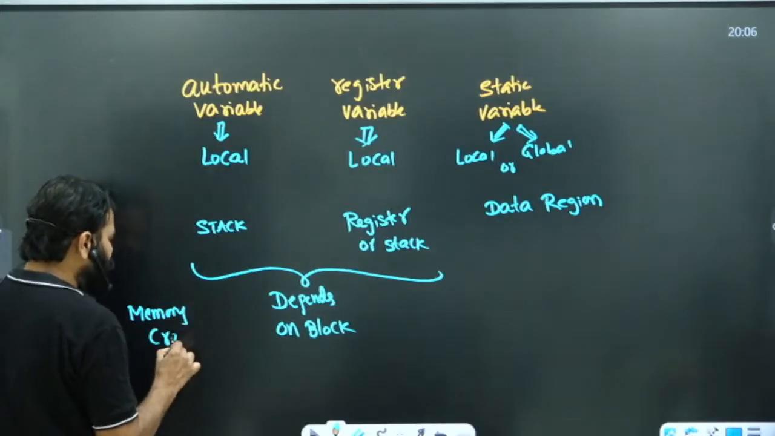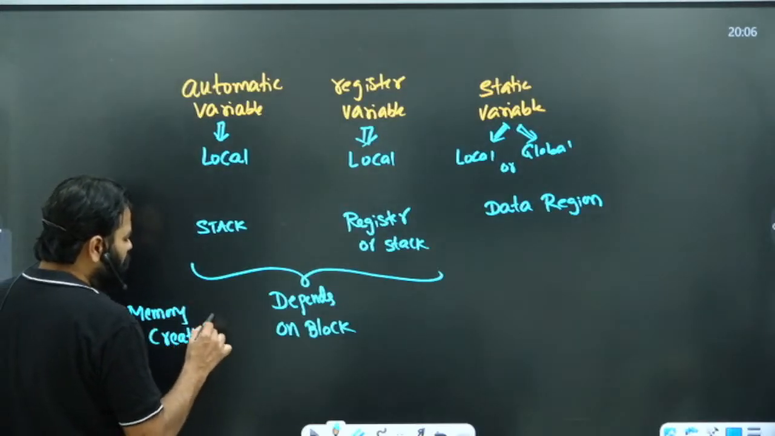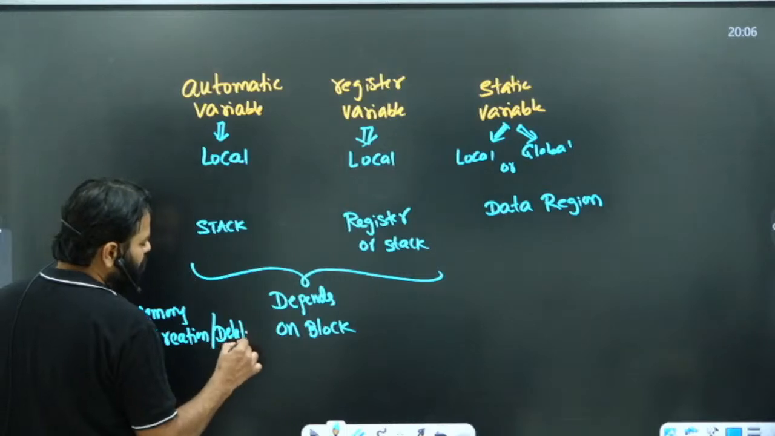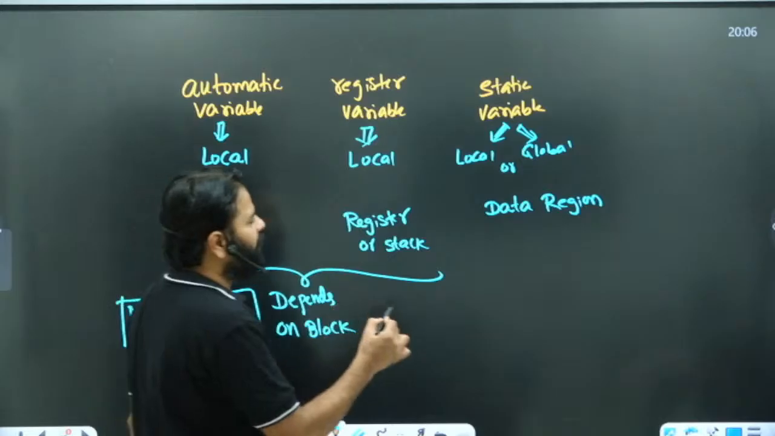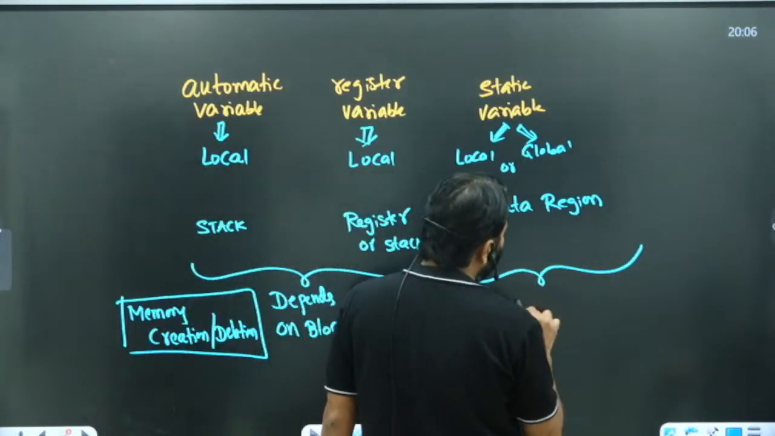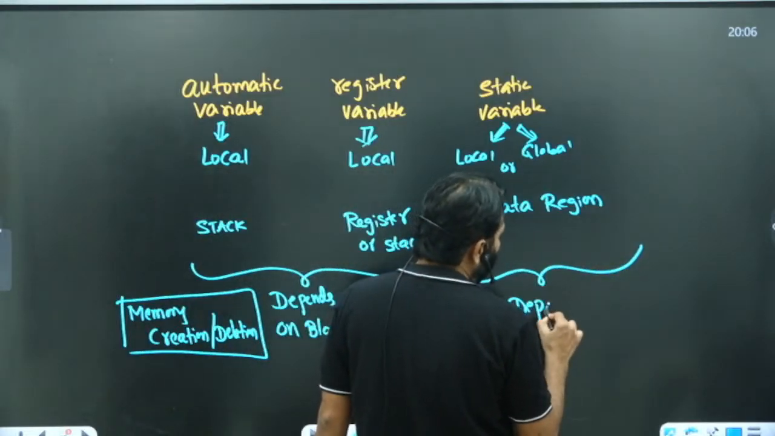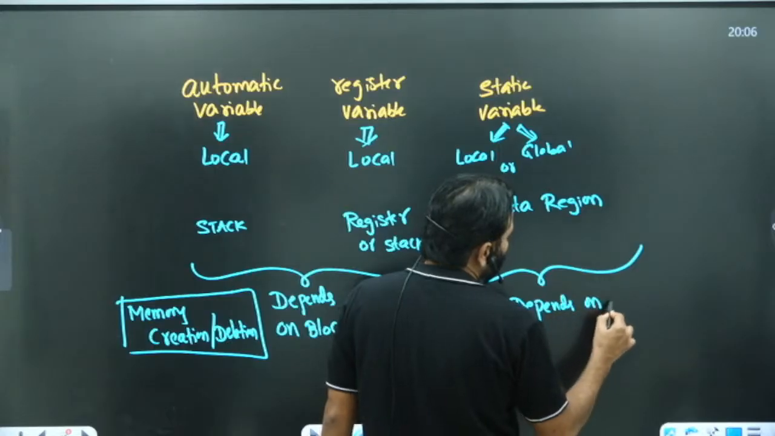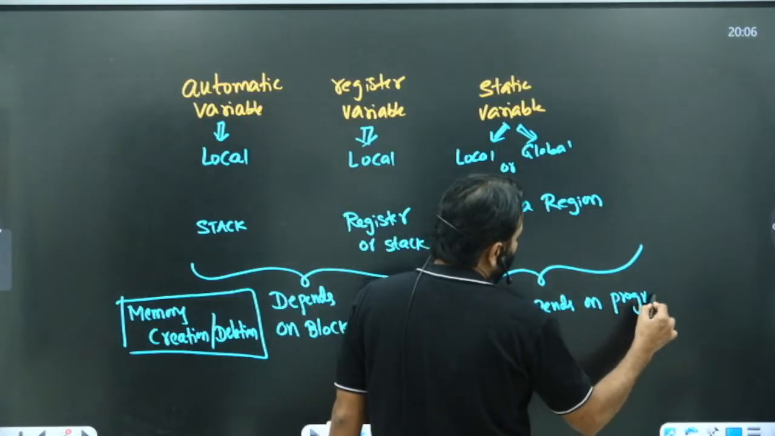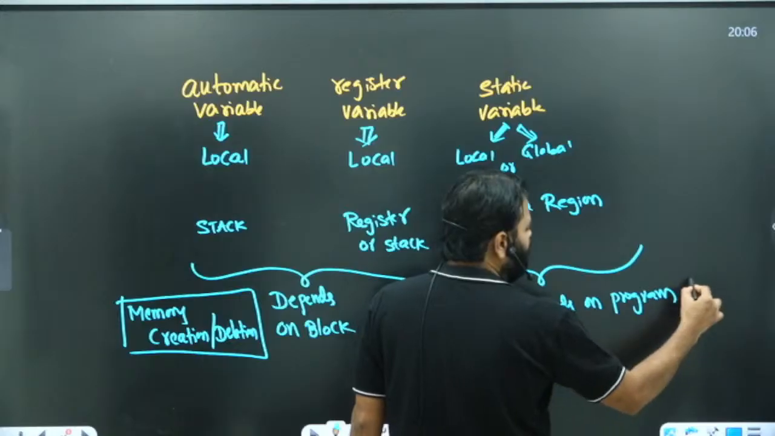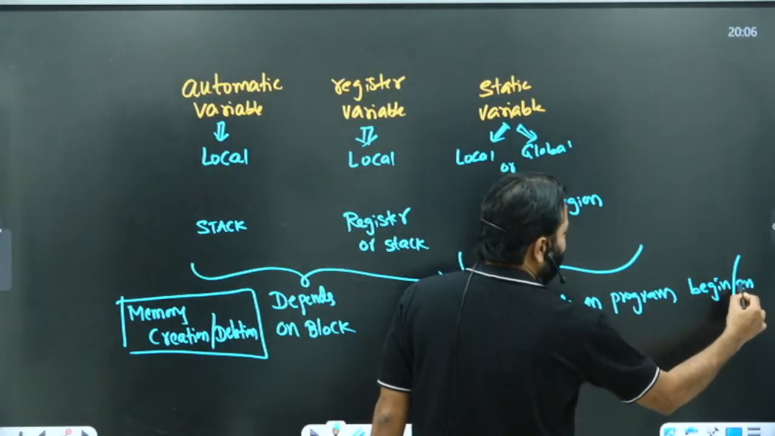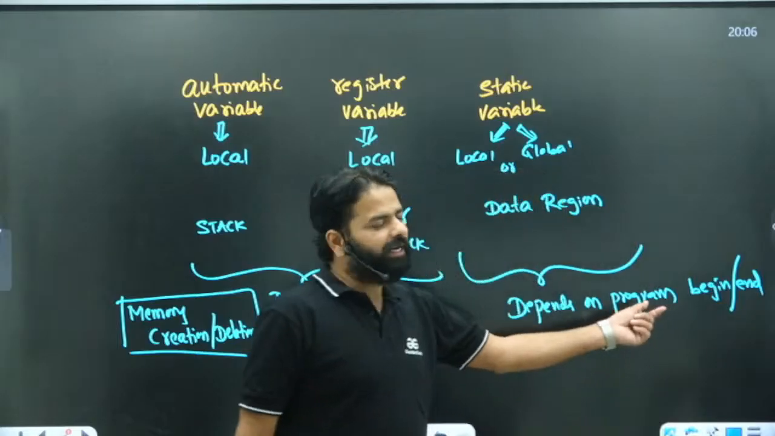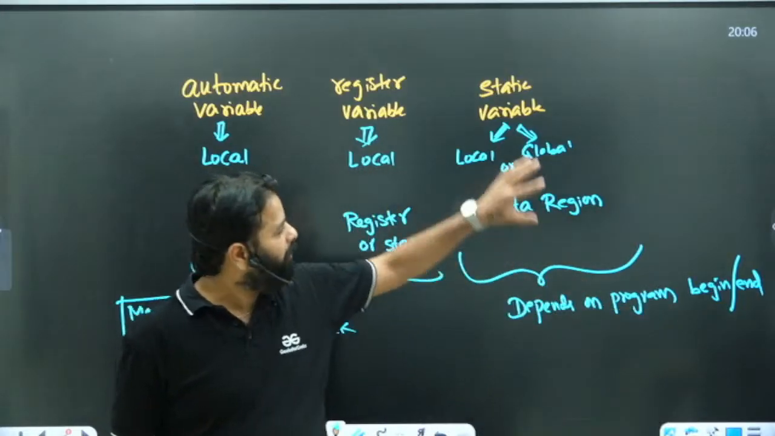Memory allocation, or we can call it creation or deletion. It depends on block, but here it depends only on the program. When the program begins and ends: when it begins, memory is created; when the program ends, that memory is deleted.